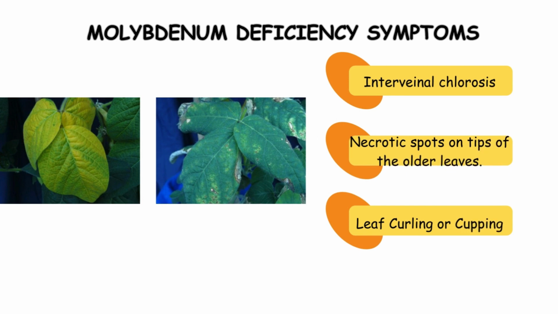Molybdenum deficiency is relatively uncommon in most plants as they require very small amounts for optimal growth, and our soils usually have enough molybdenum. However, if you're dealing with factors like acidic soils, high iron or sulfur levels, if you have imbalanced fertilization, and if you are planting certain crops like legumes, then you can experience molybdenum deficiency.